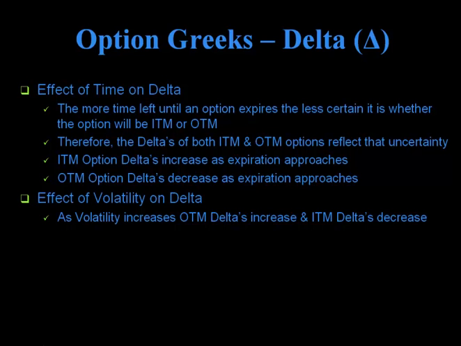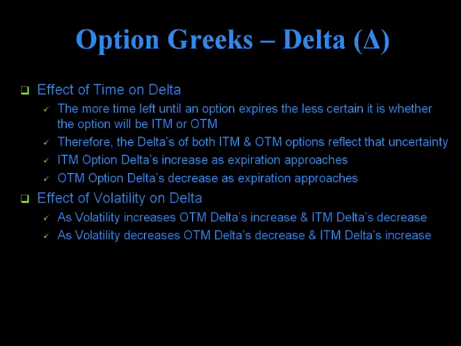Same thing with an in the money delta. As volatility increases, an in the money delta will go down just a little bit because that decreases the probability that it could finish in the money. Okay, so volatility increase and decrease affects an option's delta somewhat, and so does the effect of time.